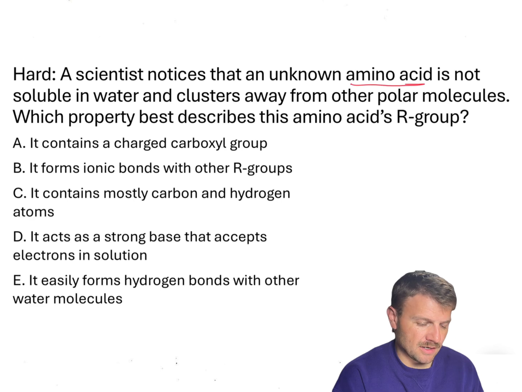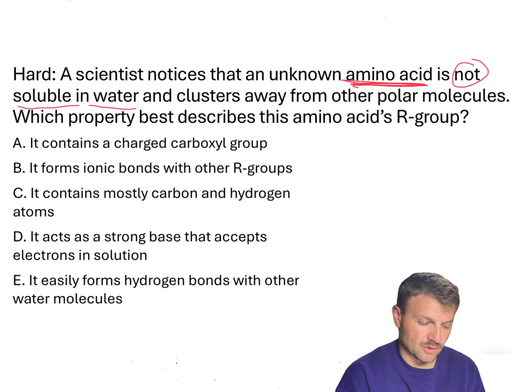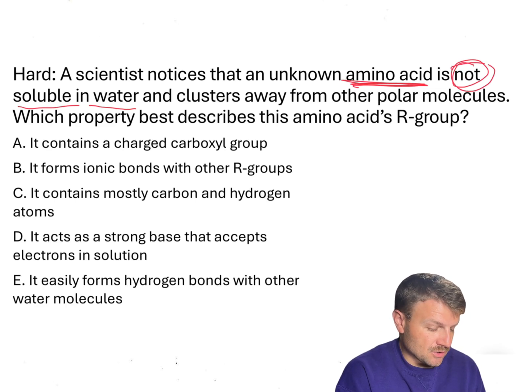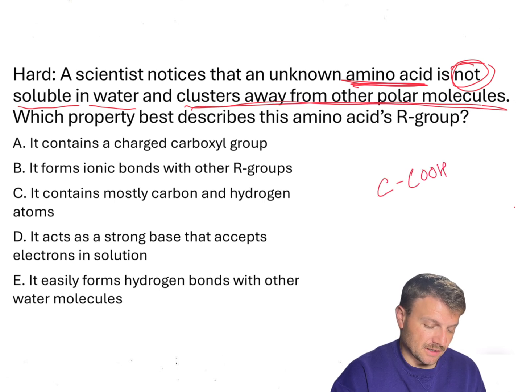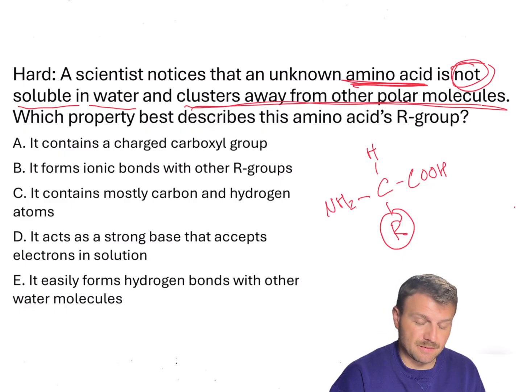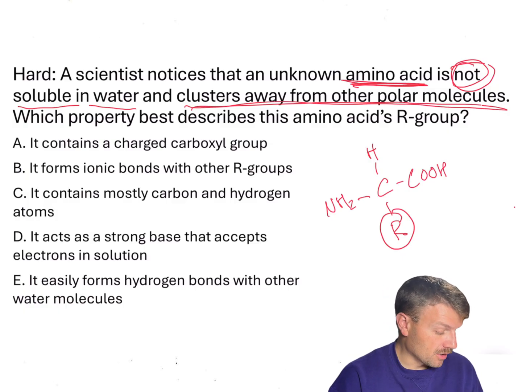All right, so we're talking about an unknown amino acid. It's not soluble in water. I'm going to circle not here because that's really important. That means it's non-polar. It clusters away from other polar molecules, again, reinforcing that idea that it's non-polar. Remember that amino acids have that central carbon, the carboxylic acid, a hydrogen group, an amino group, and then this R group can be a lot of different things. There's actually 20 different amino acids. It can be a host of different elements or atoms for those R groups.